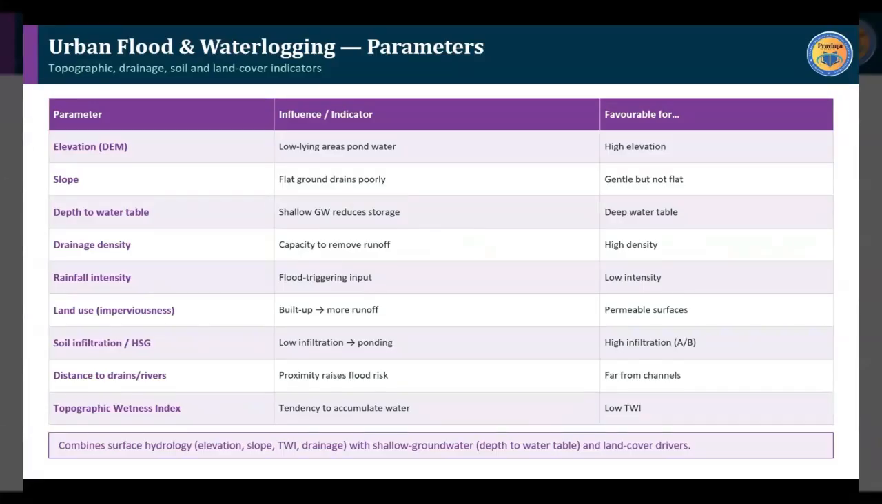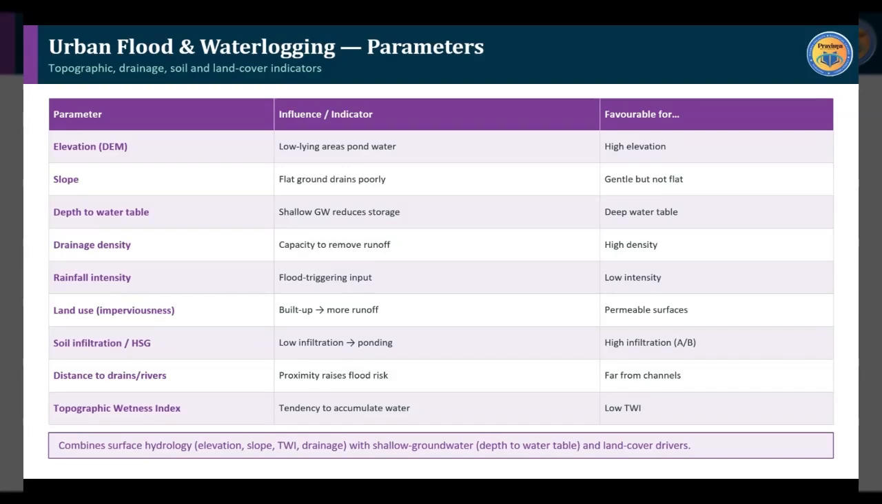Then we have drainage density. This is the channel capacity to carry water away from that region. So, low drainage density is worse for flooding because there are fewer natural channels to remove the water that pours into that area.